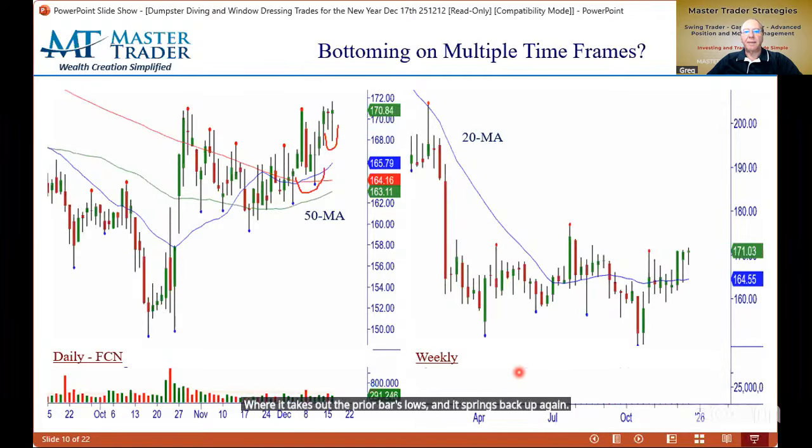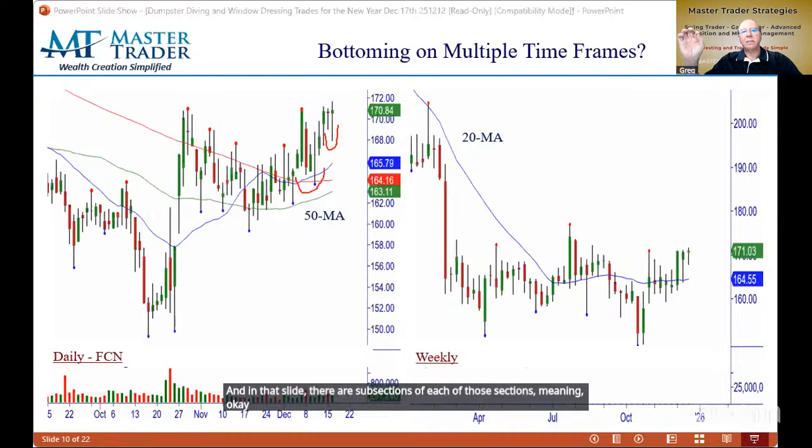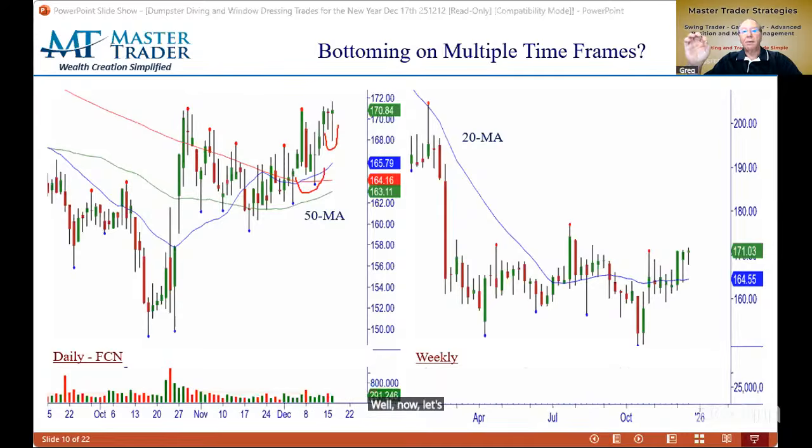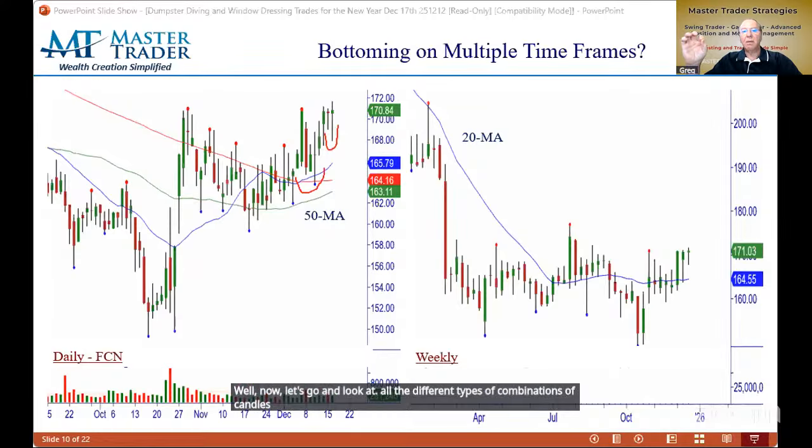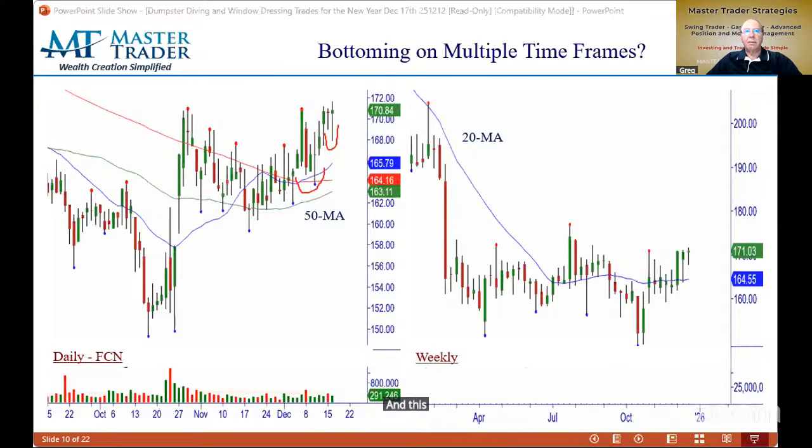Now, that in and of itself doesn't mean to do anything. It's just one observation. When you go back to the beginning slide of our concepts, there are subsections of each of those sections, meaning, okay, candlestick analysis, bar by bar. Well, now let's look at all the different types of combinations of candles that we could look at. And this is one that we see spike down and back up again.